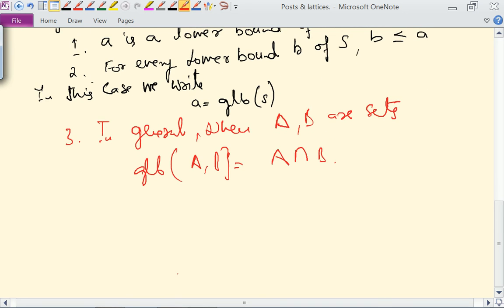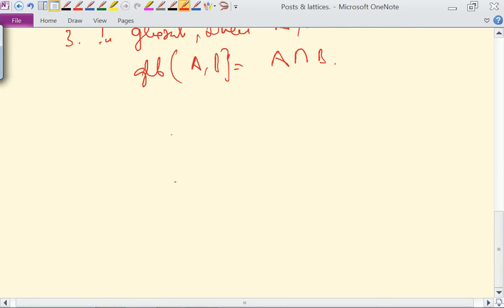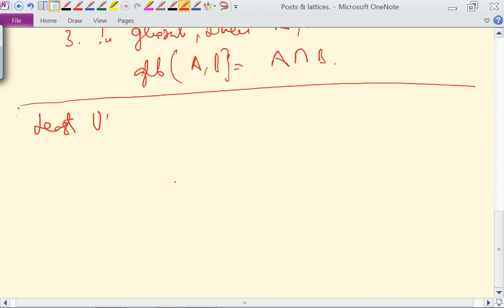So the next thing, we have got the GLB. Now the next thing is the least upper bound. We deal with the upper bound. To understand the upper bound is very easy now. Among the upper bounds, we need some least upper bound.